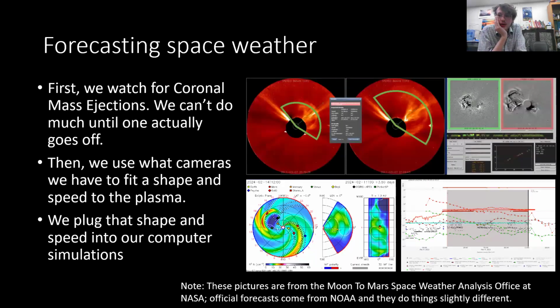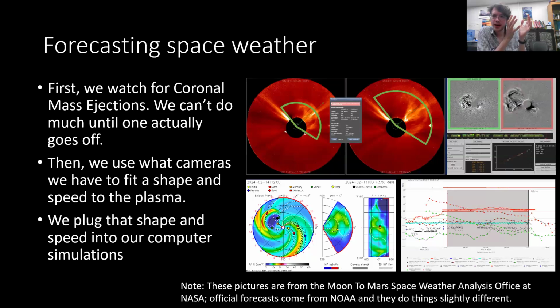So how do we predict space weather? We wait for one of these things to happen, one of these coronal mass ejections. We can't do anything until one happens. But when a coronal mass ejection happens, we go in and we look at pictures of it from our telescopes and our satellites, from the atmosphere of the sun, and we look at what the surface of the sun was doing, and we fit an ice cream cone shape to it.